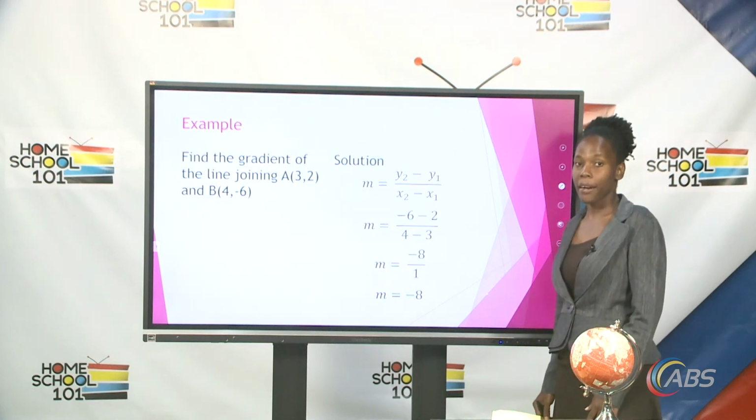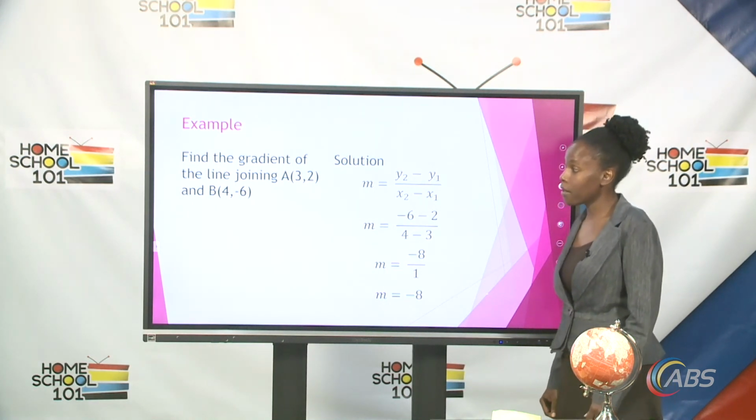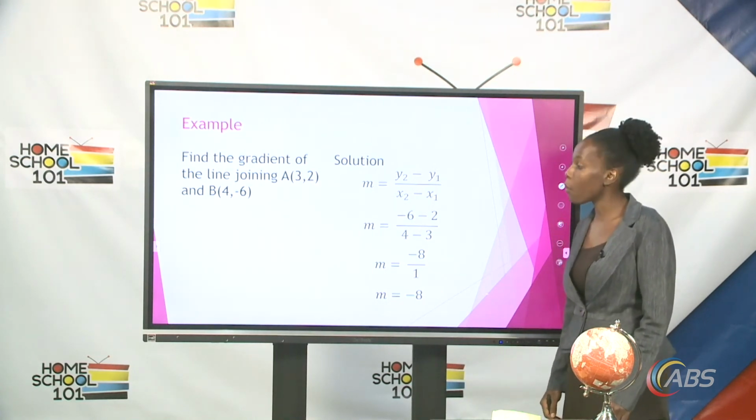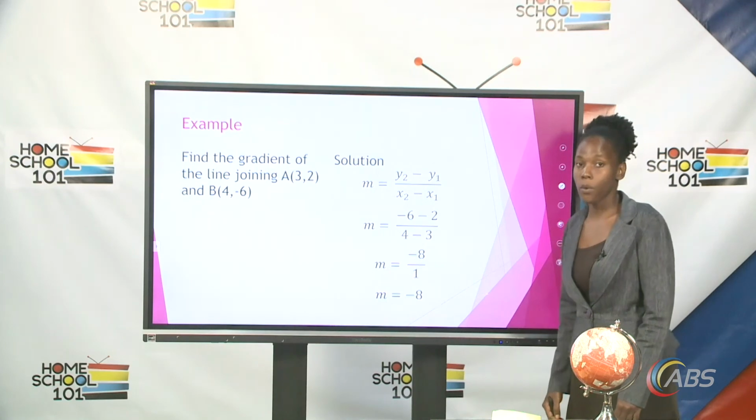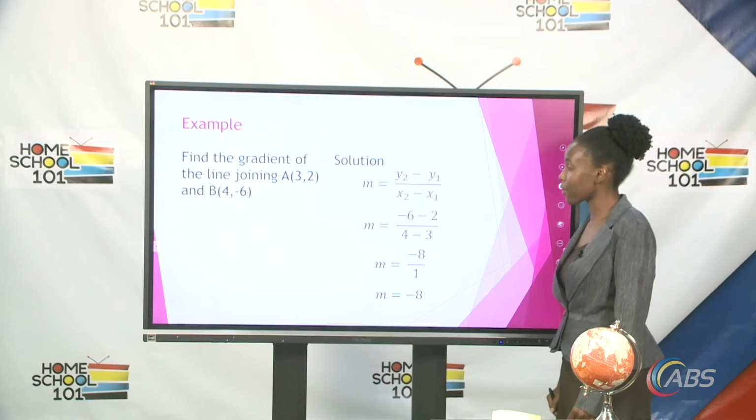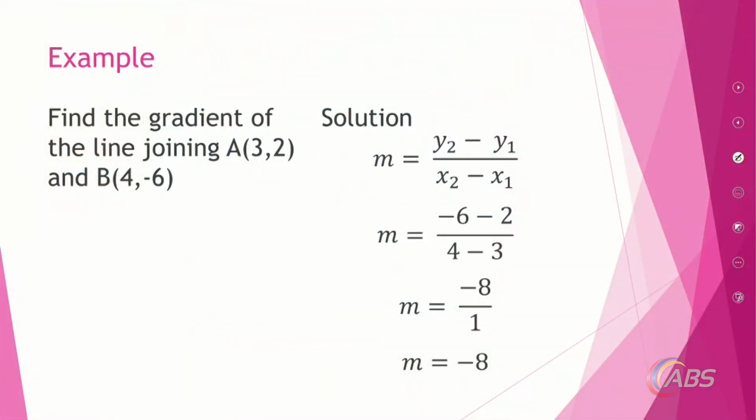An example here states: find the gradient of the line joining A with coordinates 3, 2 and B with coordinates 4 and negative 6. Again, we're using the formula m is equal to y2 minus y1 divided by x2 minus x1. Remember, to get y2, we look at the second coordinate, and to get x1 and y1, we look at the first coordinate. So this becomes negative 6 minus 2 divided by 4 minus 3.